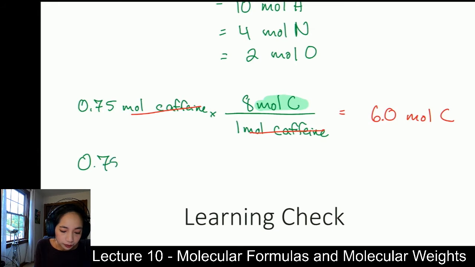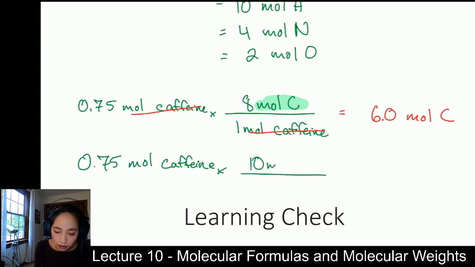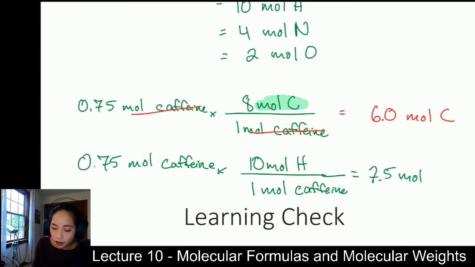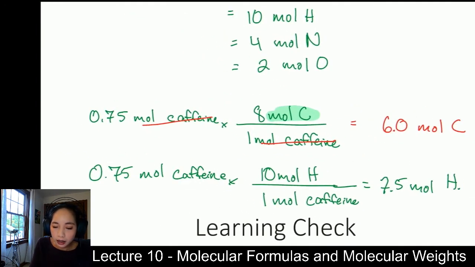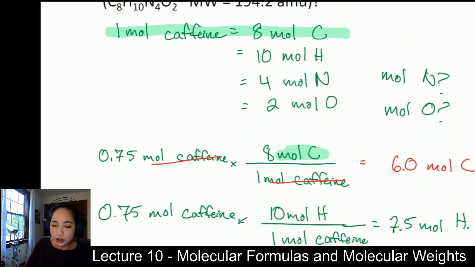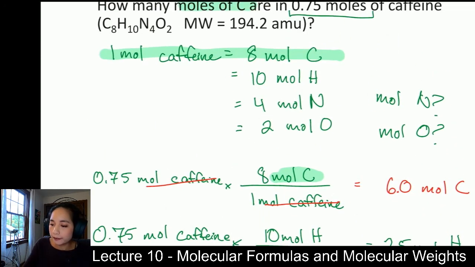In the same sample, if we started with moles of caffeine, there are 10 moles of hydrogen for every 1 mole of caffeine. And remember, these numbers just come from the chemical formula itself. And so you see that there are 7.5 moles of hydrogen. So maybe on your own, you can determine how many moles of nitrogen are in the sample and how many moles of oxygen are in the sample as well, using the ratios that I laid out up here.